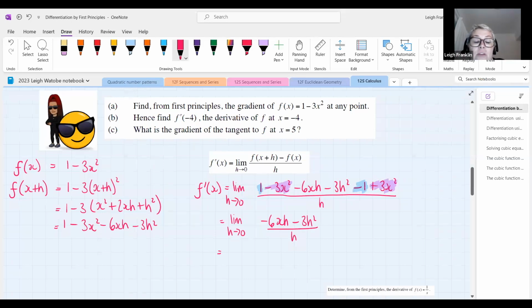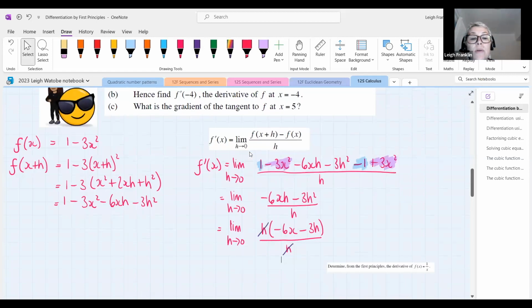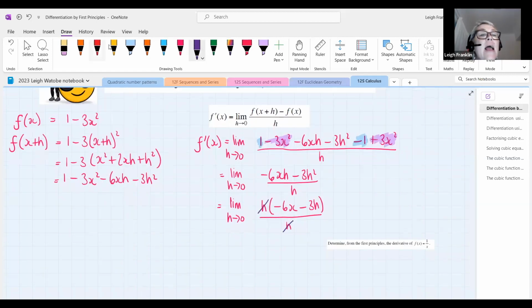Now, this is where factorization comes to the rescue. It helps us to get rid of this denominator, or not write that the denominator is 0, by factorizing. So we take h out as a highest common factor. Minus 6x minus 3h, like so, all over h. Then h divided by h gives us 1. So we've got around our denominator not being 0. And we're almost there, equals our limit as h tends to 0, and we've got minus 6x minus 3h.